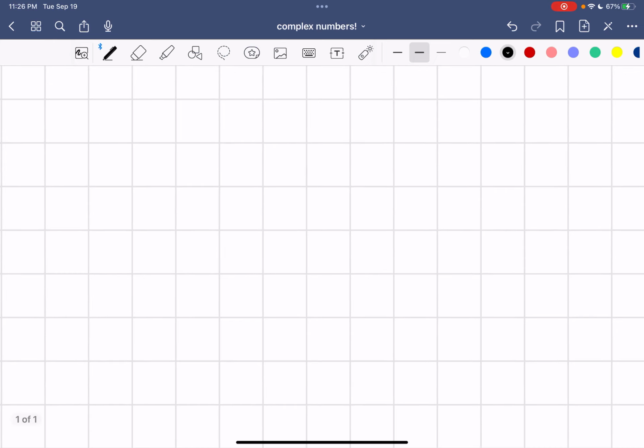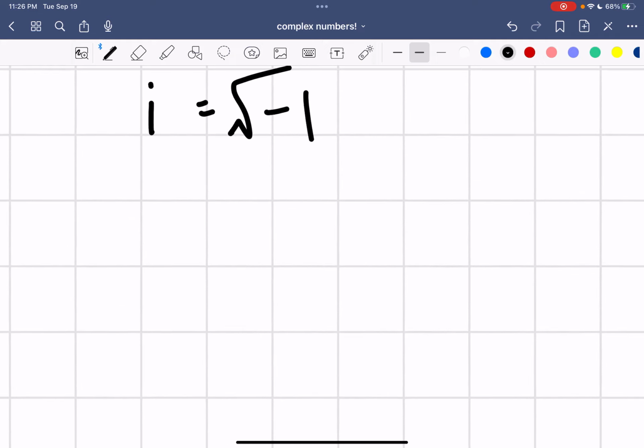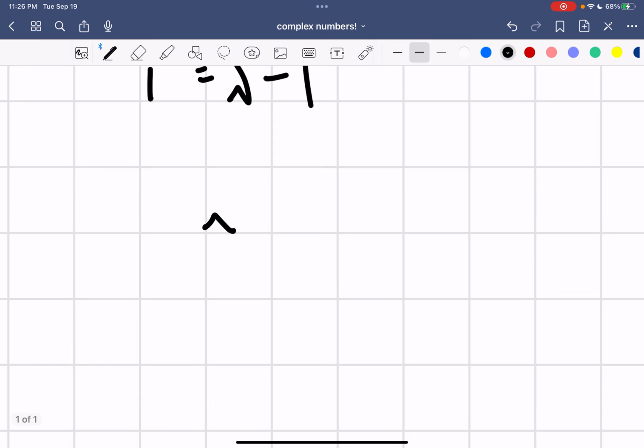And yeah, okay, so complex numbers: i is the square root of -1. So you know how people tell you that you can't find the square root of a negative number? Well, that's actually a lie.